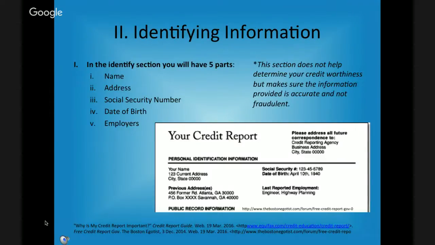Identifying information. In the identifying section, you will have 5 parts: name, address, social security number, date of birth, and employers. At the bottom of the slide, you will see an example pulled off of a credit report. You will see your name, your current address, and any previous addresses on the left side. On the right side, you will see your social security number, date of birth, and your last recorded employment. Note that this section does not determine your credit worthiness, but make sure that the information provided is accurate and not fraudulent.